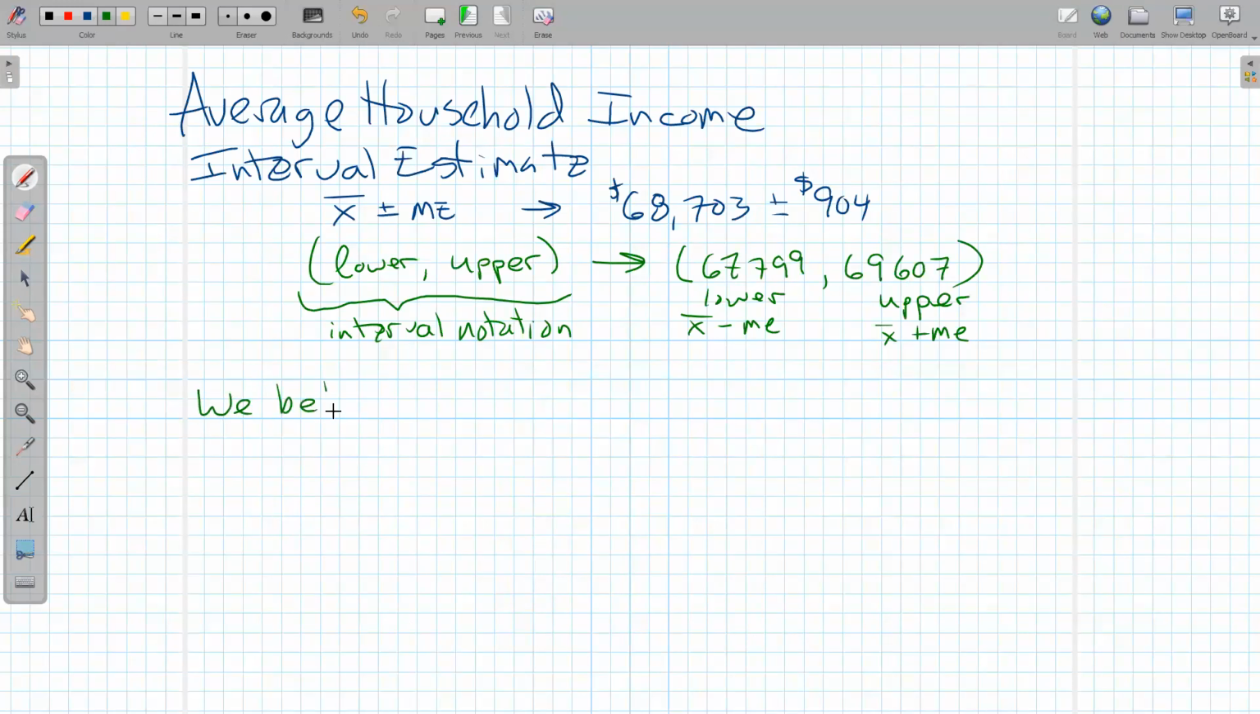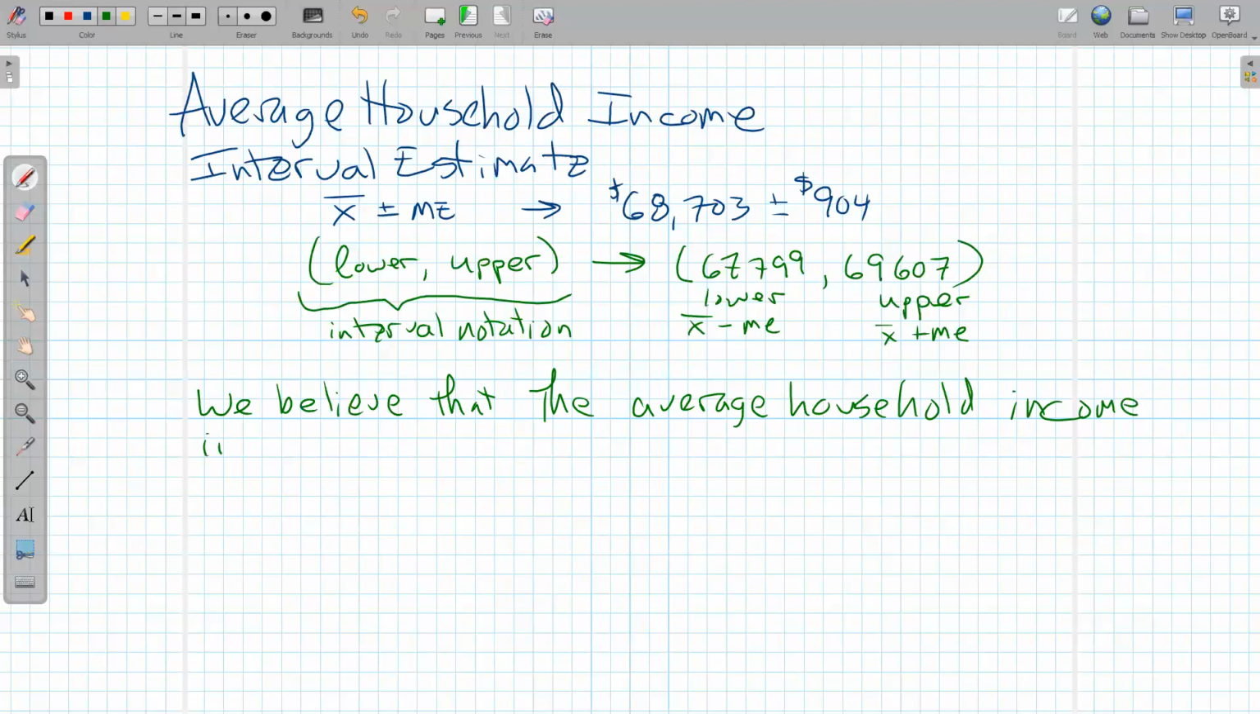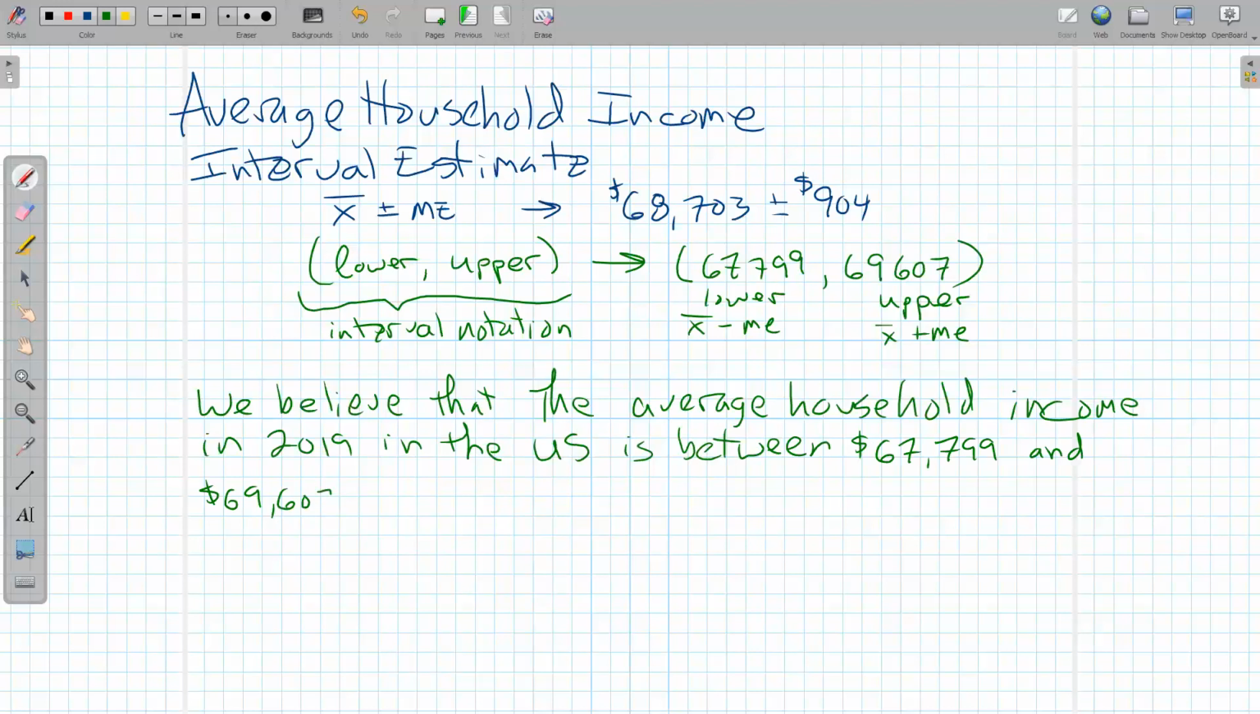So something like, we believe that the average household income in 2019 in the US is between $67,799 and $69,607.